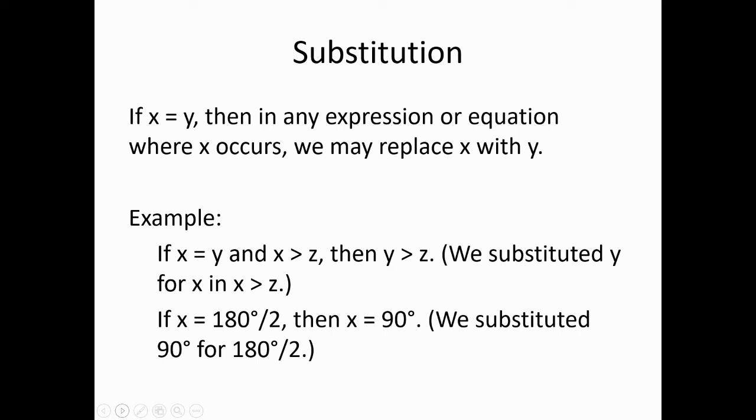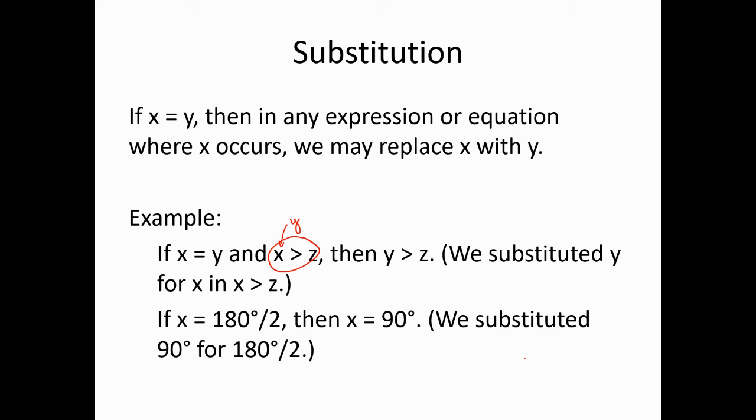So let us say, for instance, that we know that x is equal to y and x is greater than z. It follows, of course, that y is greater than z. And how did that happen? Well, what we did is we took that inequality x greater than z, and we took that x and we replaced it with a y. And the reason that we were able to replace it with a y is that x is equal to y. So it follows that y is greater than z.